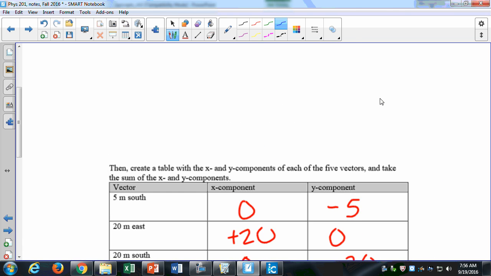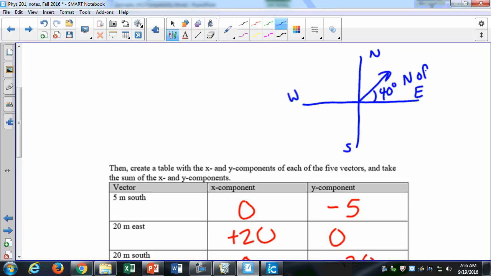So when I have these cardinal directions, north, south, west, and east, let's say that I have an angle right here. Let's say that it's 40 degrees. This would be 40 degrees north of east. All right, this is east. This is going north of east.